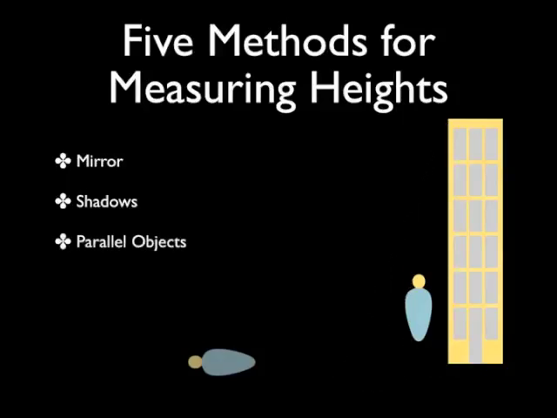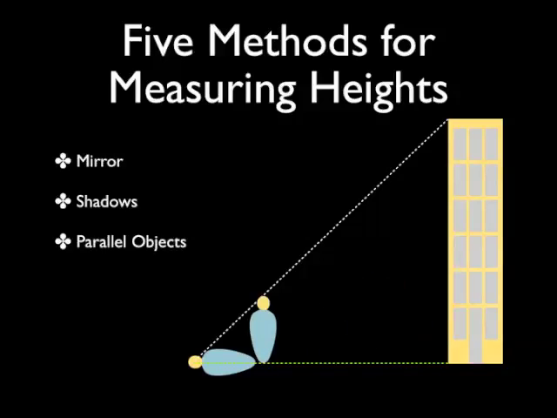There's a process known as parallel objects. One person stands on the ground and sights the top of the object, usually with a drinking straw, and another person then moves into place where the top of their head lines up with the top of the object. You can then use similar triangles to determine the height of the object.